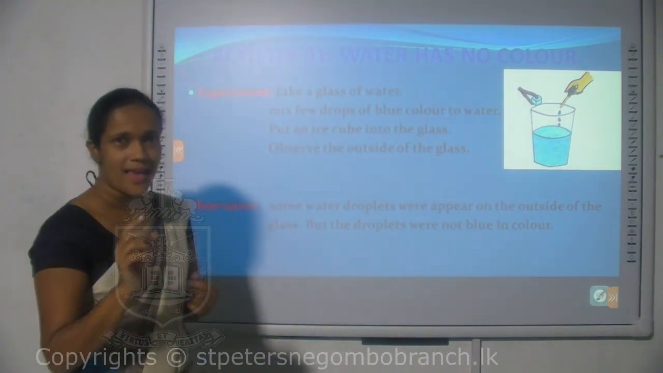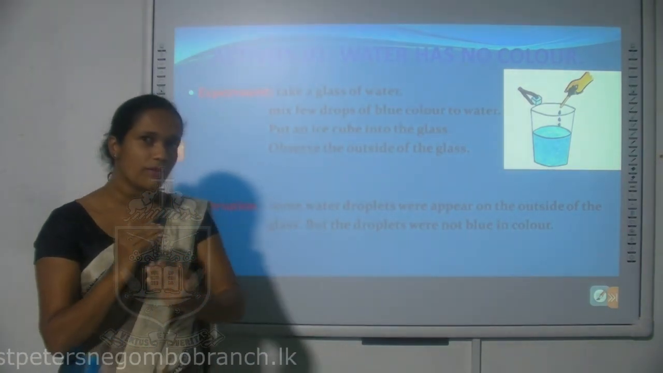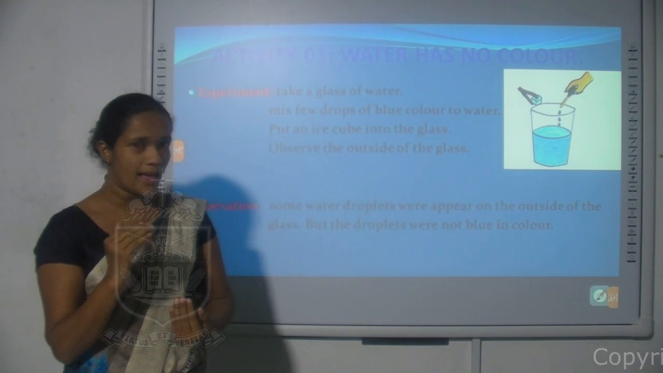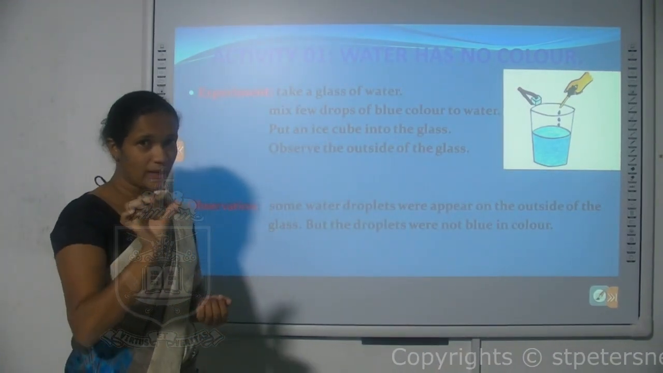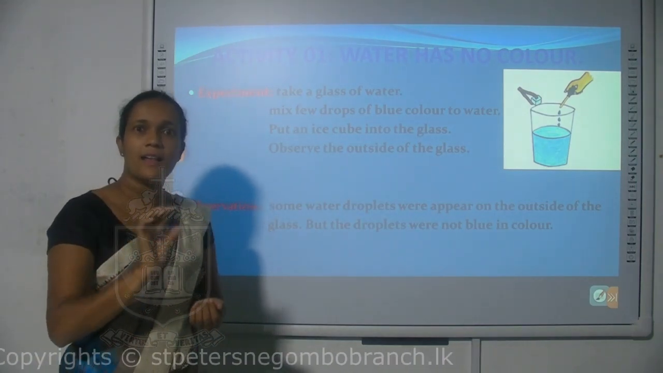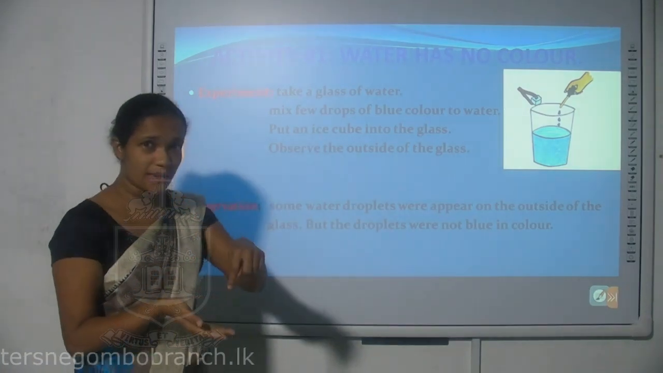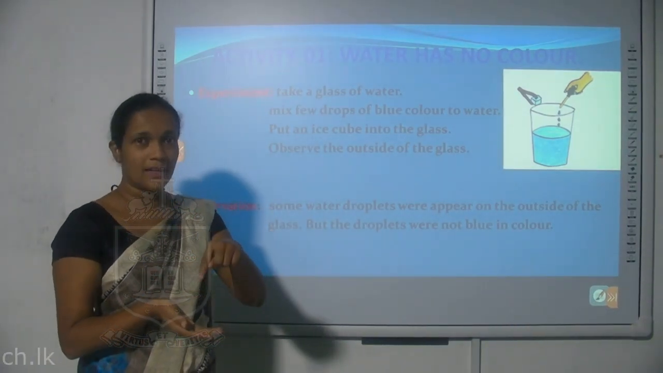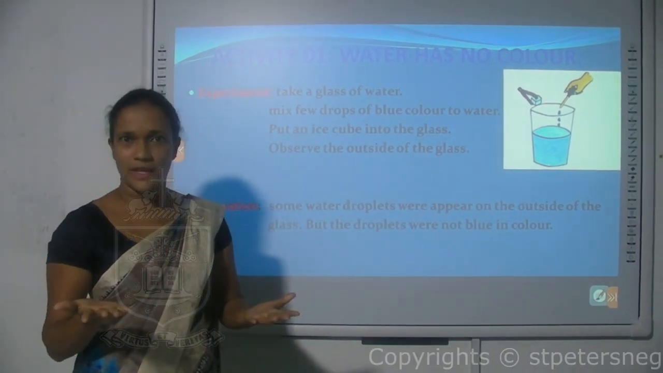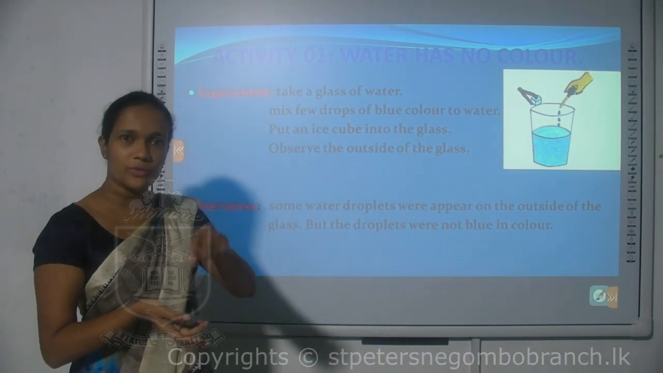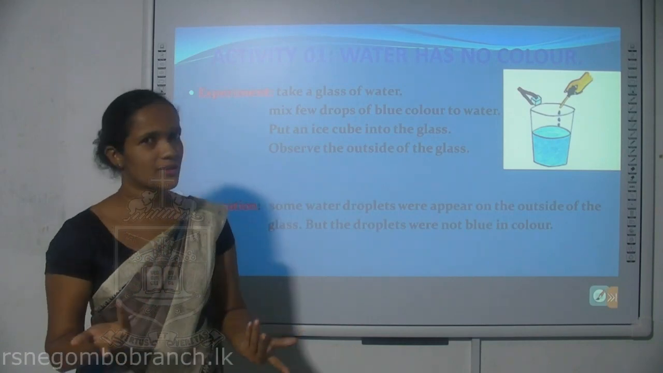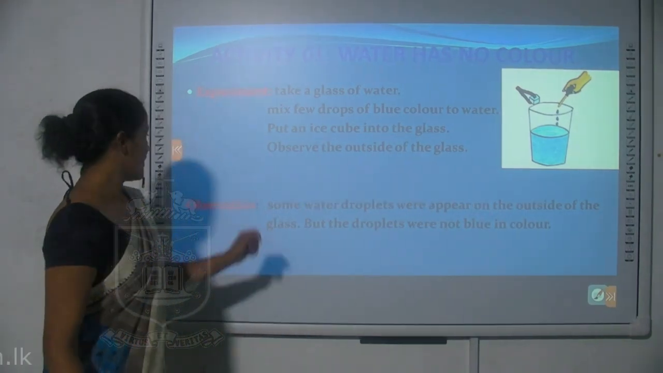What are the observations that you see? You will see that the outer surface of the glass has some water, okay, and if you look closely at the water, you will see the water is colorless. Although inside the water is blue color, the outer water is not blue. How come that? We put blue into that water, but the outer surface has water, but it has no color. What's the reason?